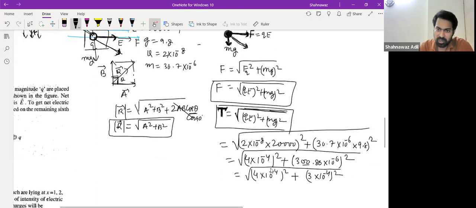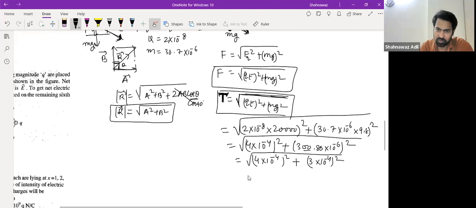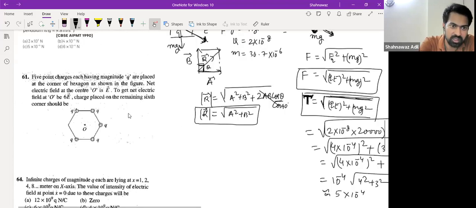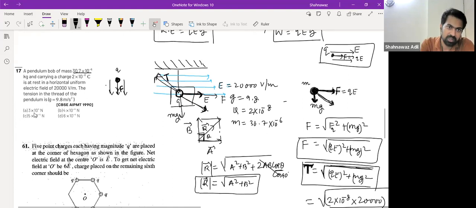So 10 to the power minus 4 square is common. So this would be 10 to the power minus 4 on the outside. This is 4 square plus 3 square. So this is 5 into 10 to the power minus 4 approximately. So approximately this value.